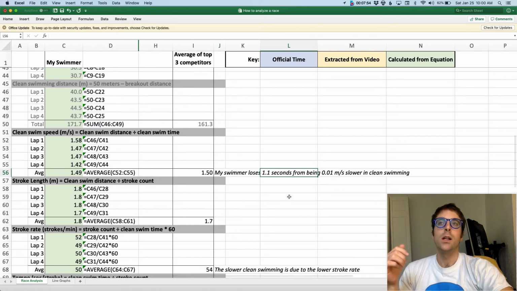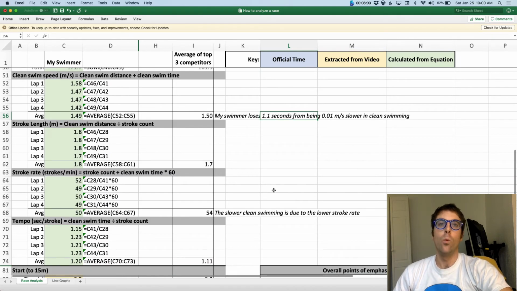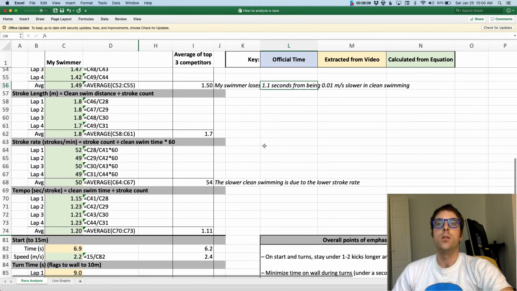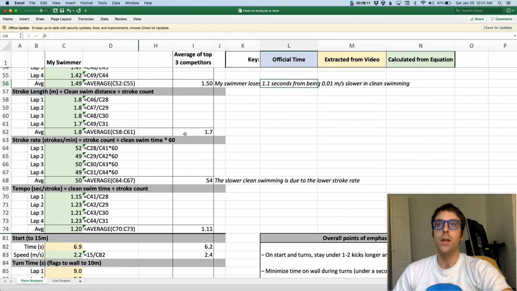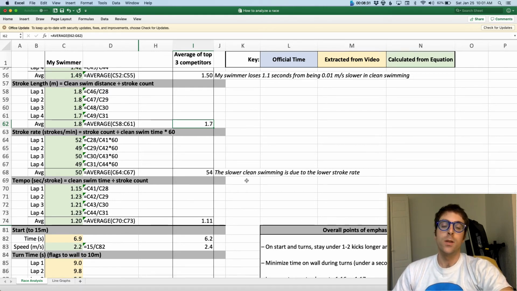And because clean swimming speed is a function of the stroke length and stroke rate, I can actually figure out which is impacting that slower velocity. So when you look at her stroke length, it's actually longer than her competitors. And then when you look at her stroke rate, it's slower than her competitors by about 4 strokes per minute. And so that means that the difference, this 1.1 seconds that she's losing in clean swimming, is due to having this lower stroke rate. So what I then did actually was I analyzed her 100-meter race for this stroke.